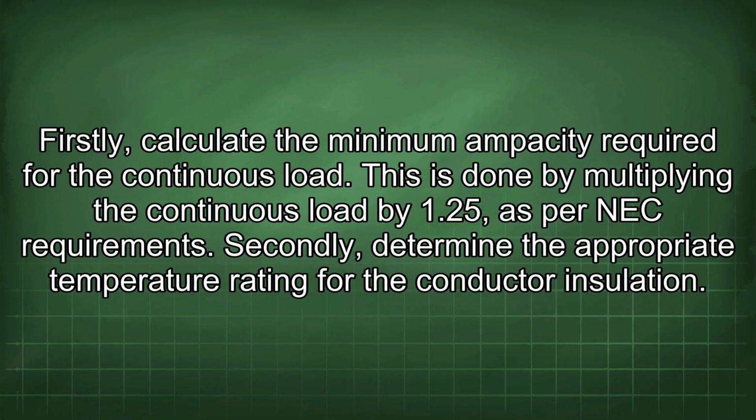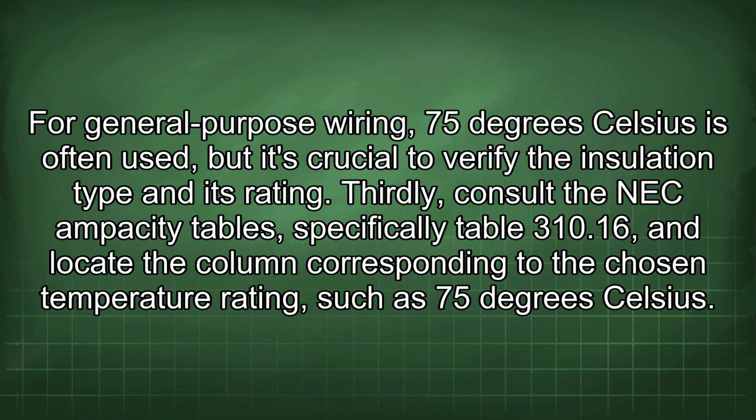Firstly, calculate the minimum ampacity required for the continuous load. This is done by multiplying the continuous load by 1.25 as per NEC requirements. Secondly, determine the appropriate temperature rating for the conductor insulation. For general purpose wiring, 75 degrees Celsius is often used, but it's crucial to verify the insulation type and its rating. Thirdly, consult the NEC ampacity tables, specifically Table 310.16, and locate the column corresponding to the chosen temperature rating, such as 75 degrees Celsius.